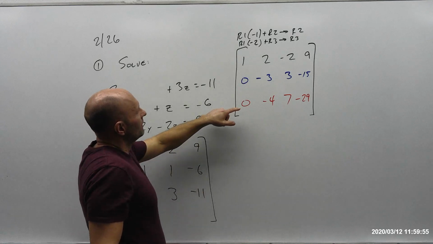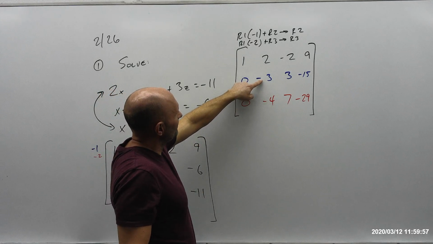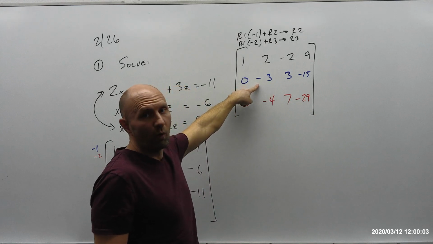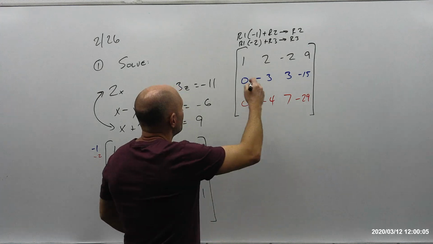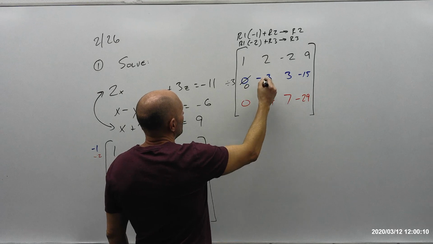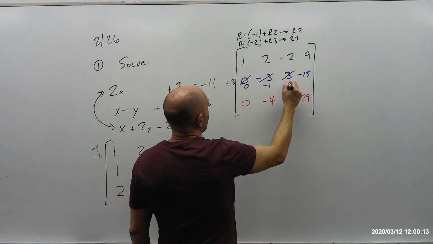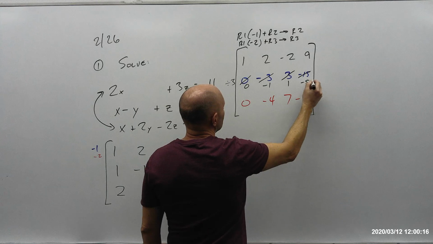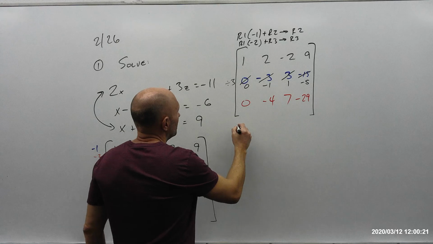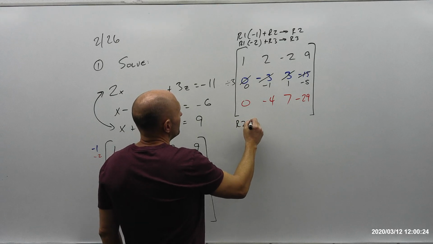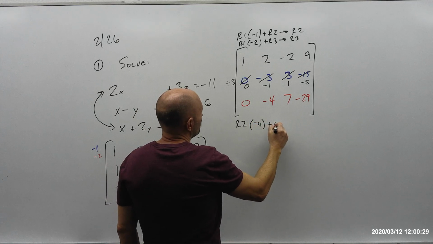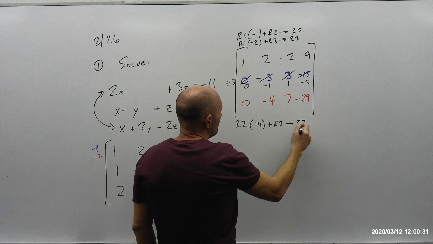Now, I want a 0 here ideally, but with the negative 3 and the negative 4, it's a little bit difficult. But if we look at this row here, I have all multiples of 3, so I can divide this whole row by 3. I get 0, negative 1, 1, and negative 5. Now it becomes easier to get a 0 down here because I can do row 2 times negative 4 plus row 3 gives me a new row 3.